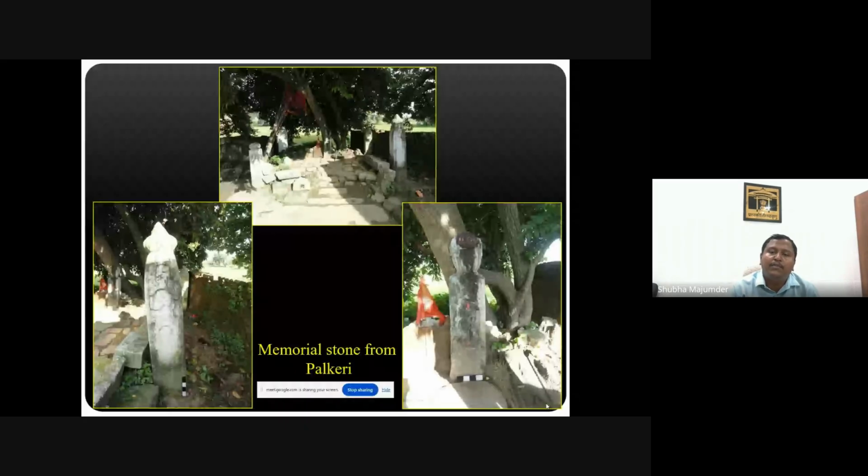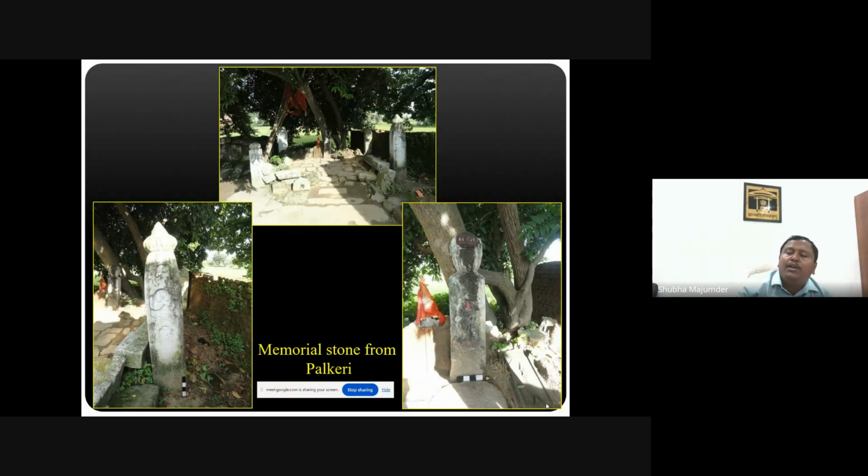In the case of Polkeri, we have found some memorial pillars, and they were reused for present purposes. In some of the memorial pillars, we have found Brahmanical images, and in some we have noticed Tirthankara images standing in the Kayotsarga posture. So it clearly indicates that this type of memorial pillar was used for the burial purpose of both the Brahmanical followers as well as the Jain followers or the Acharyas.